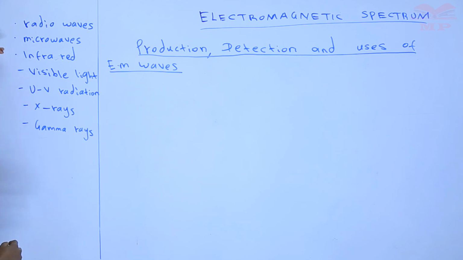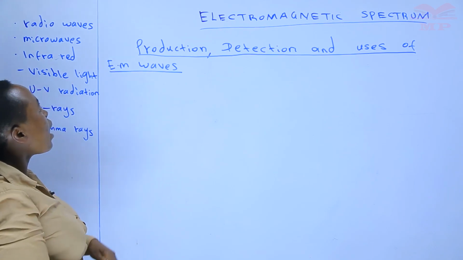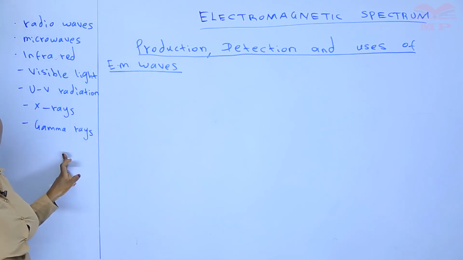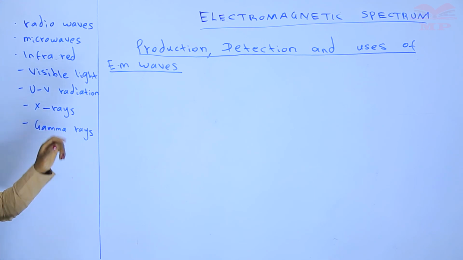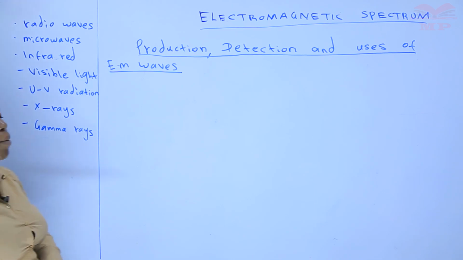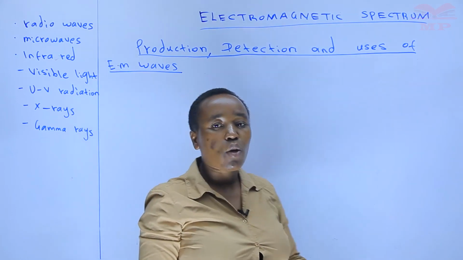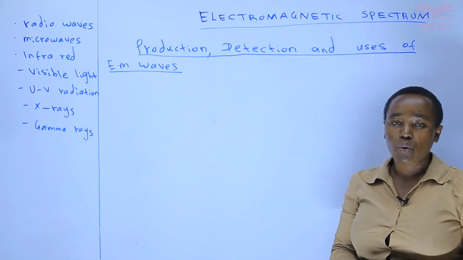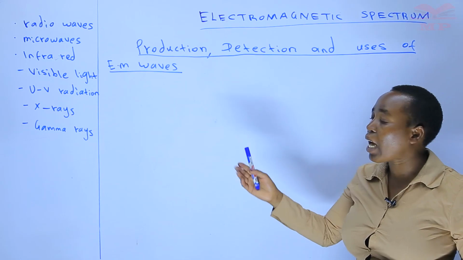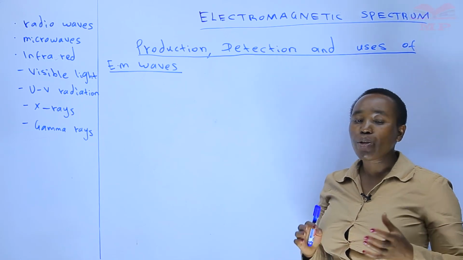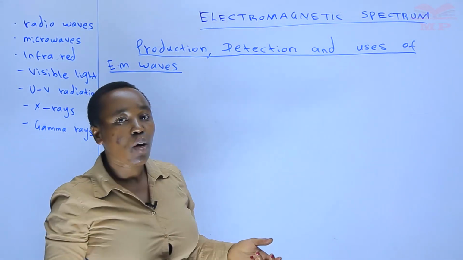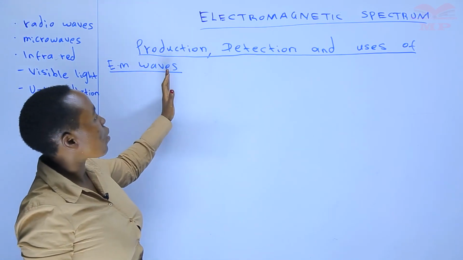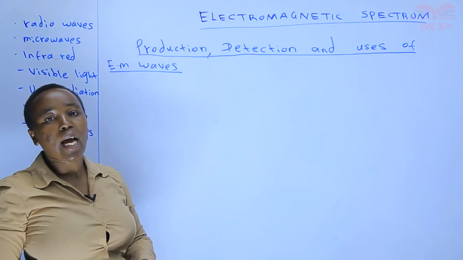So we'll be looking at each one of them. By the end of the lesson, you should be in a position to state how each of the following electromagnetic waves are, one, produced, two, detected, and three, what are their uses. So in an exam, for example, you can be told how are the microwaves detected. You can be told give one use of the gamma rays. And therefore, we are going to do a summary for all of them, on how they are produced, how they are detected, and what are their uses.